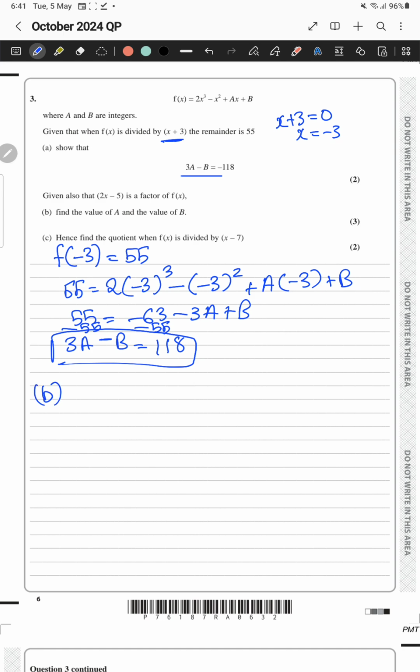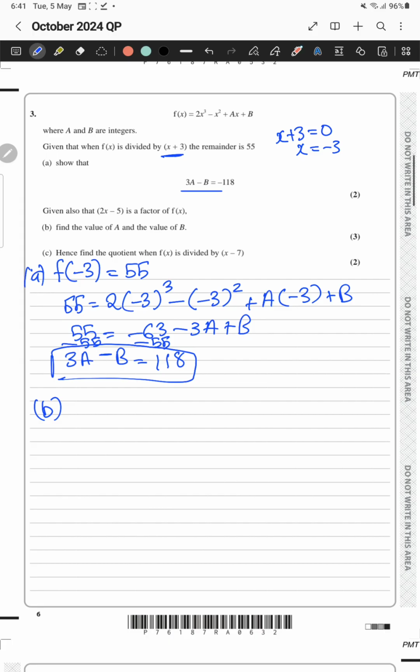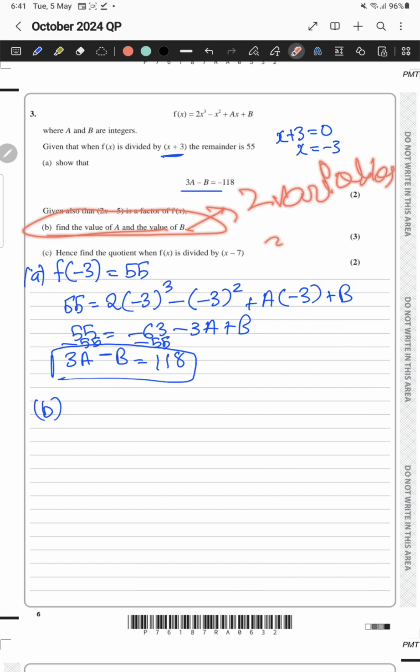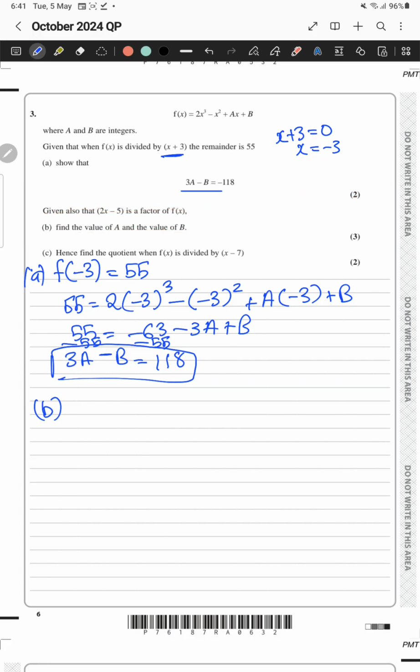Alright, now the second bit of information they are giving is that given that 2x plus 5 is a factor of f of x, find the value of a and b. So one thing should be clear: whenever there are two variables involved, you have to do simultaneous equations. Now the second bit of information they are giving is when 2x plus 5 is equal to 0, x is equal to minus 5 over 2.